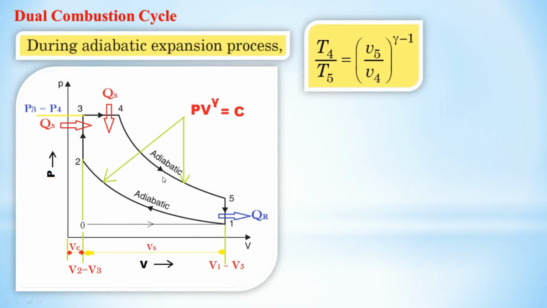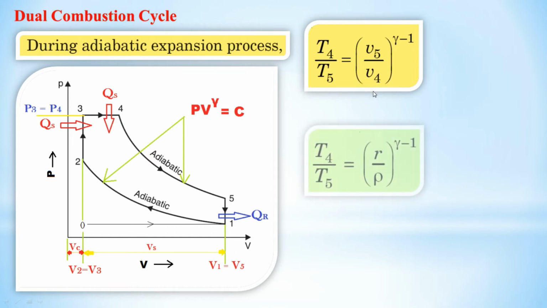Then after process 4 to 5. Okay, again it is an adiabatic process. It is an adiabatic expansion process, and it will follow the PV raised to gamma equal to constant law. We know the relationship between temperature and volume for process 4 to 5: T4 by T5 equal to V5 by V4 raised to gamma minus 1.